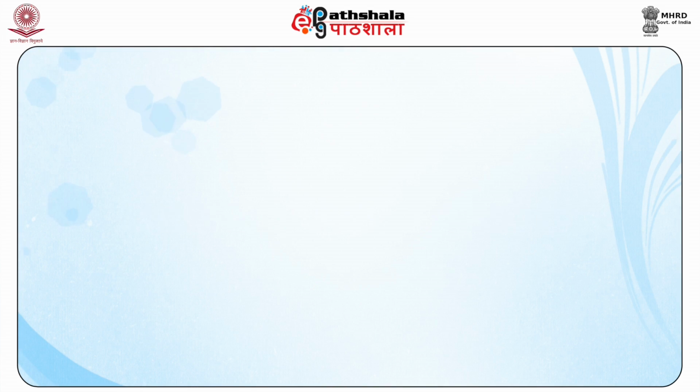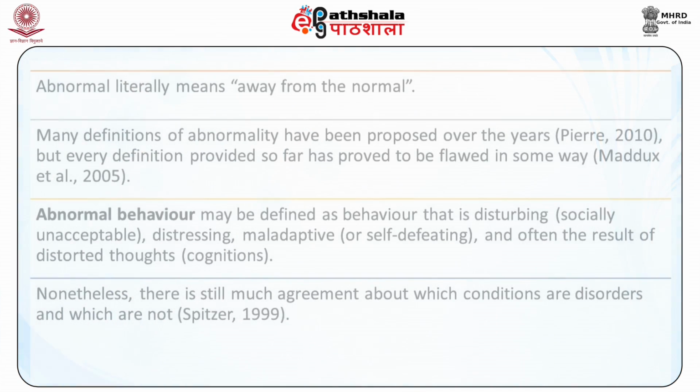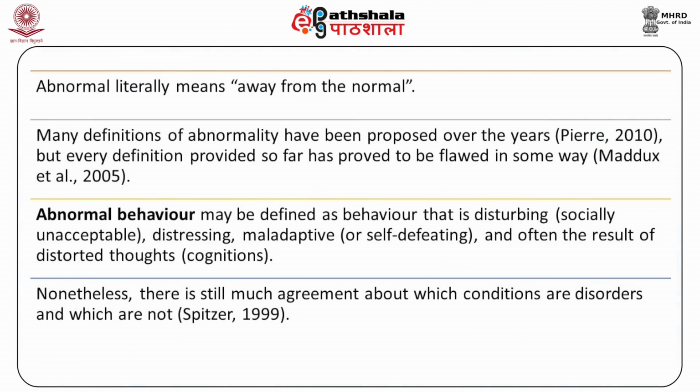Defining abnormality. What is abnormal? Abnormal literally means away from the normal. Many definitions of abnormality have been proposed over the years, but every definition provided so far has proved to be flawed in some ways. Abnormal behavior may be defined as behavior that is disturbing, socially unacceptable, distressing, maladaptive, or self-defeating, and often the result of distorted thoughts, cognitions.